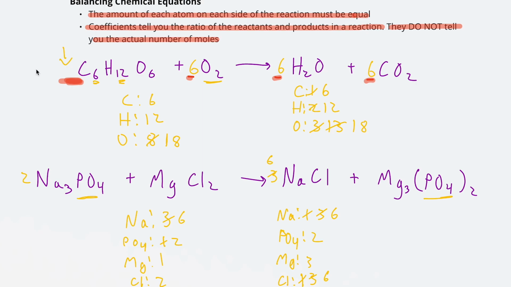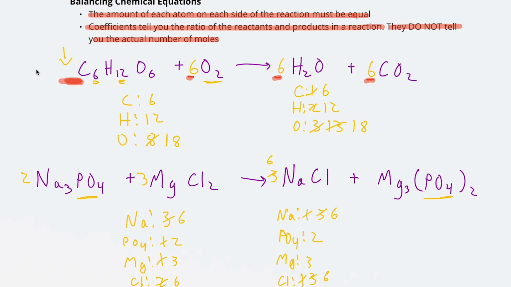So now our sodium and phosphate are balanced, and then we'll balance the magnesium. We need 3 magnesiums on the left, so we'll put that there, it changes the magnesium, and that changes the chlorine to 6, which just happens to balance out both of our final 2 elements. So there is your balanced equation for this one.